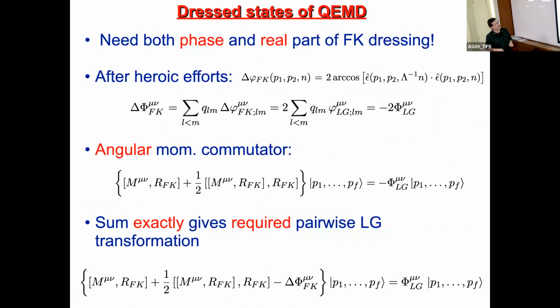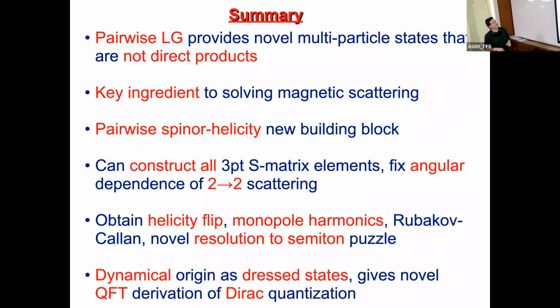So let me just put up the conclusions. I introduced this pairwise little group, and that is telling you that multi-particle states don't necessarily have to transform as a direct product of the individual states, but there could be a relative phase that is telling you how the 2-particle state transforms with respect to each of the 1-particle states. So that's what the pairwise helicity and the pairwise little group is. And this is actually a key ingredient for trying to write down the scattering amplitude for magnetically charged objects.